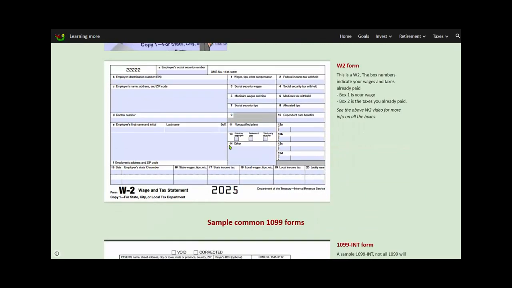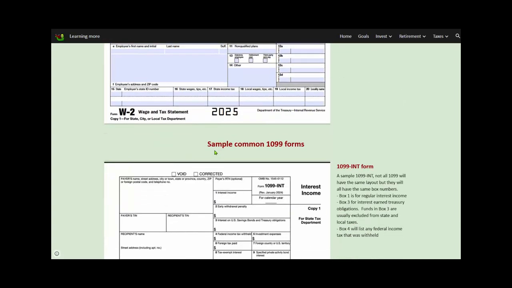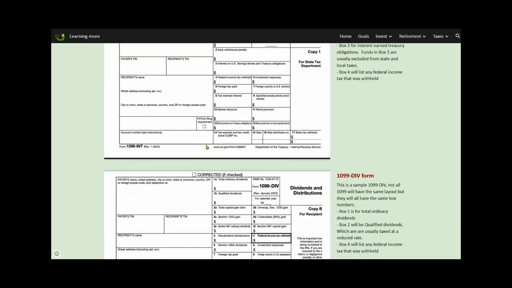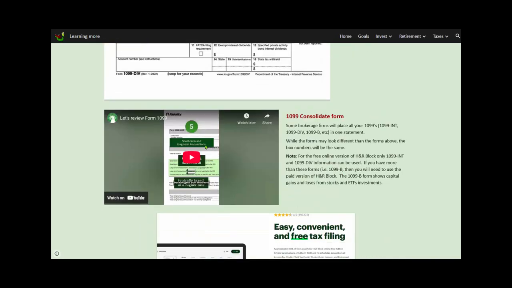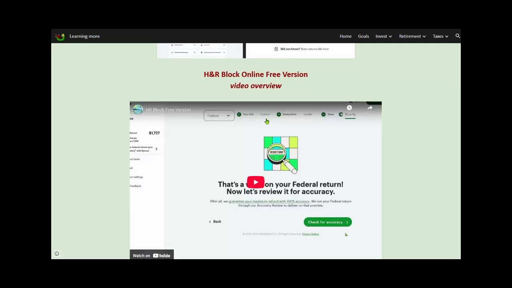So we scroll down here, we see all the common forms that most people will probably get and do their tax returns. We talked about the free version that's online. And in my example that I'm giving you, I talk about H&R Block. There are other good tax software programs out there, but in this review, this is the one we'll be talking about. And this is a totally free program.